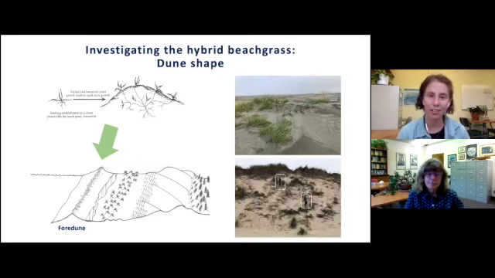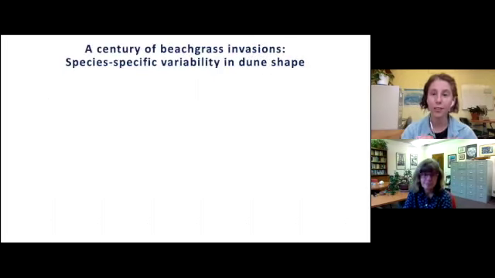I don't know if you can spot me and another person on this 30-foot tall dune. And these dunes are dictated by sand supply and, again, vegetation species, even if it's hard to imagine them this small. So using this information, as well as what we know about the Ammophila beachgrass traits, we can start to predict the shape of dunes that the hybrid could form.